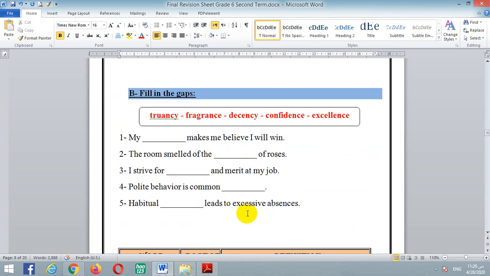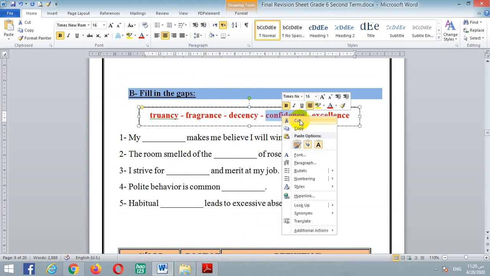Exercise B. Fill in the gaps. Truancy, fragrance, decency, confidence, excellence. The nouns of the previous adjectives. Number one, my confidence makes me believe I will win. My, yes, excellent, my confidence.